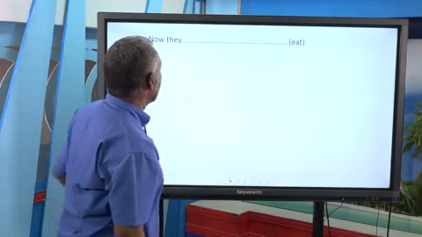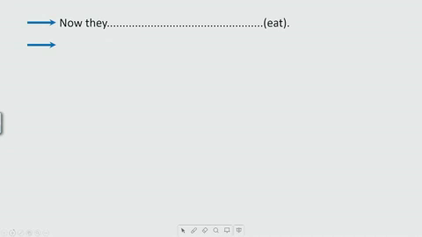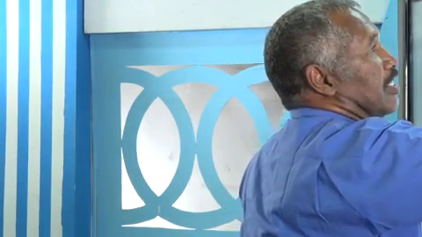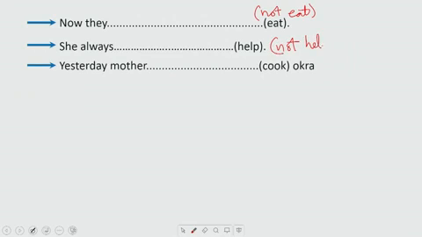Now example here. Now they eat. This is an affirmative sentence. Okay, what about if we add here not eat, because this is negative, the question will be like this. And here, not help, like this. And here, not cook, like this. So not here, not like this, because this is a negative sentence.